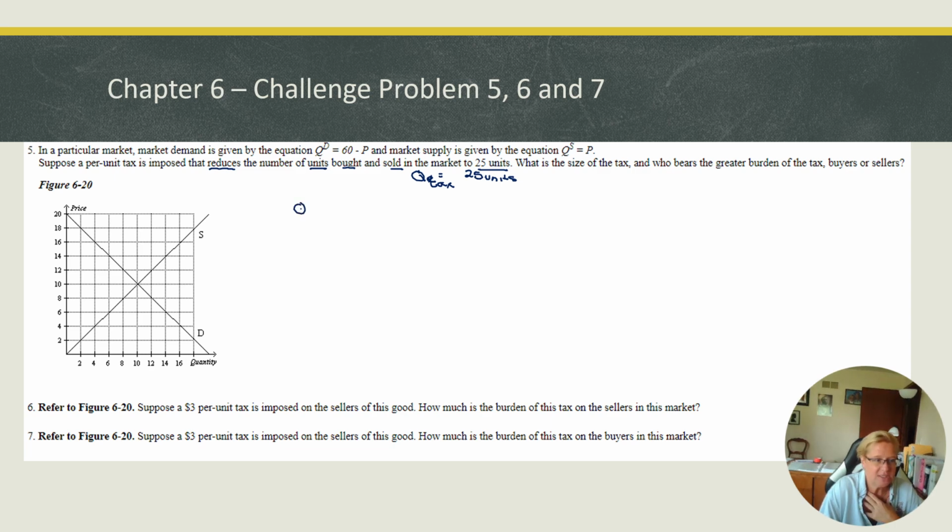So remember, the quantity demanded has to equal the quantity supplied. So quantity demanded is 60 minus P equals P. I'm going to go ahead and add P to both sides. I get 60 equals 2P. I'm going to go ahead and divide by 2, isolate that variable, and I get price equilibrium equals 30. My quantity equilibrium is the same as the price, so my quantity equilibrium is going to equal 30.